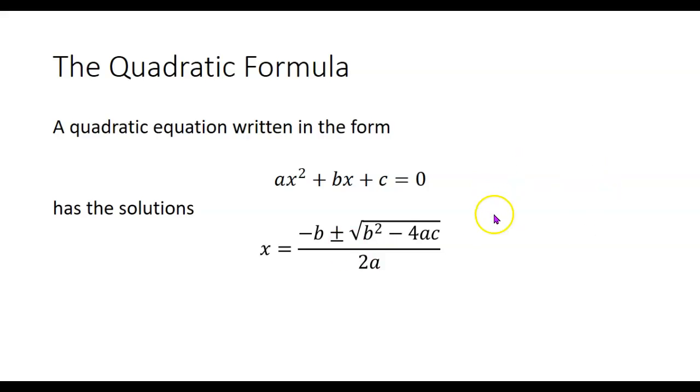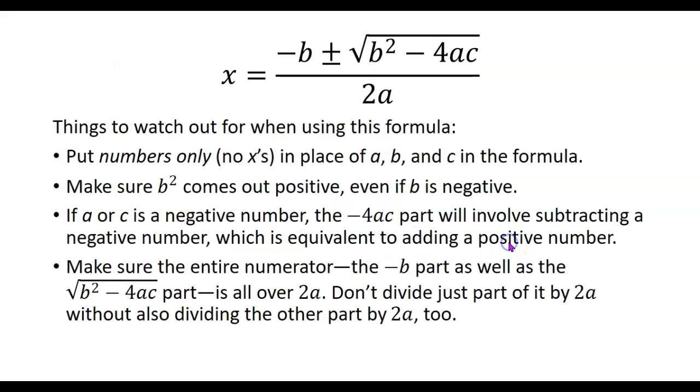So we are going to be working through some examples, so hopefully you'll see how this works. But before we do, a few warnings or things to watch out for. These are some common mistakes that I see people make when they're trying to use the quadratic formula. First, put numbers only in place of the A, B, and C. You should not be putting any x's into the formula. The A, B, and C don't stand for the x's, they just stand for the numbers in front of the x squared and the x, and then the constant term.